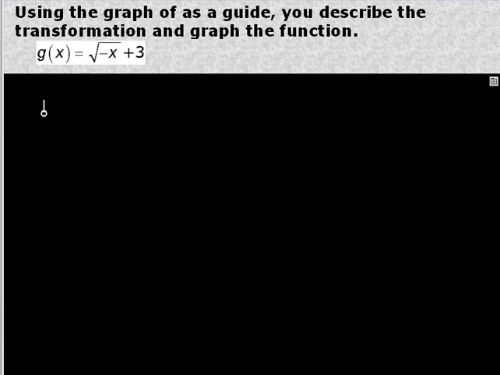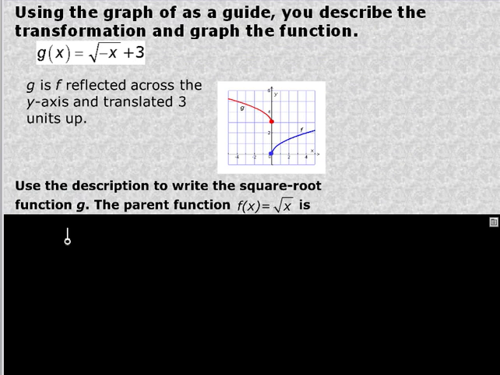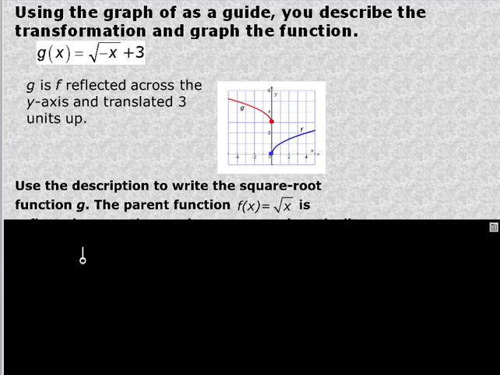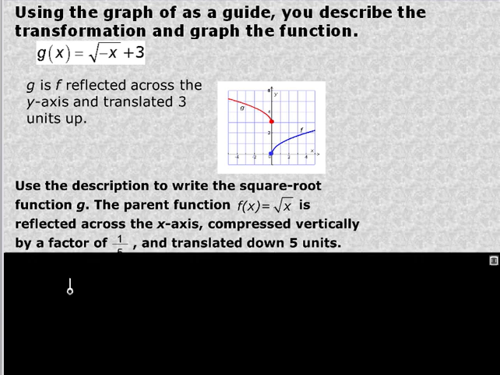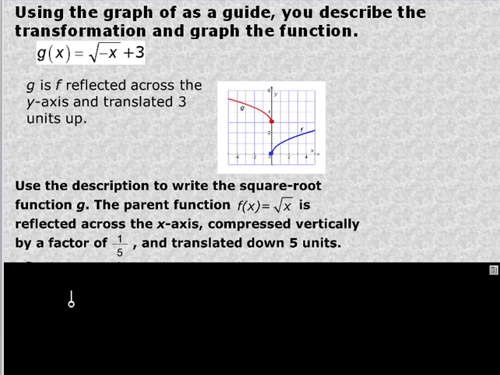Okay, here's one for you to try. Then I'm going to move on to the last thing we're going to do. Use the description to write the square root function. The parent function f of x equals square root of x is reflected across the x-axis, compressed vertically by a factor of 1/5, and translated down 5 units.